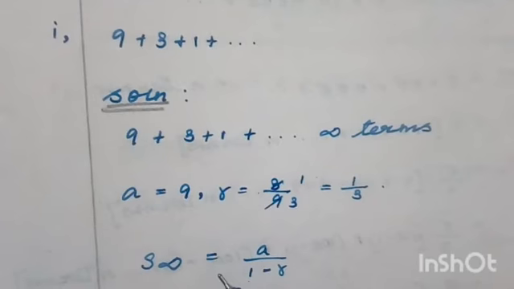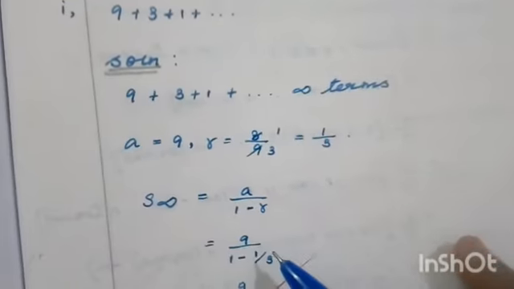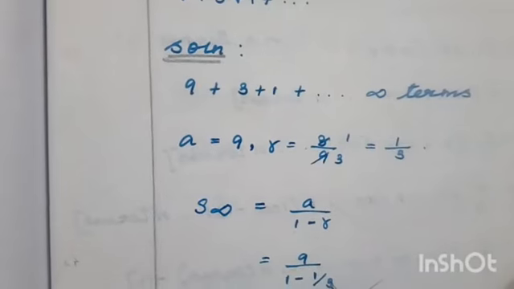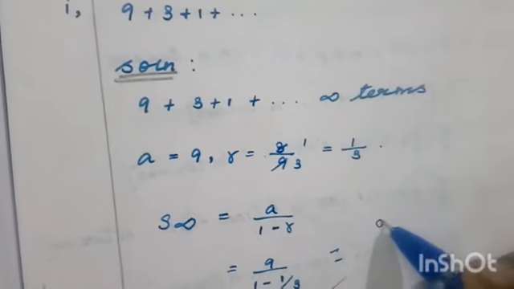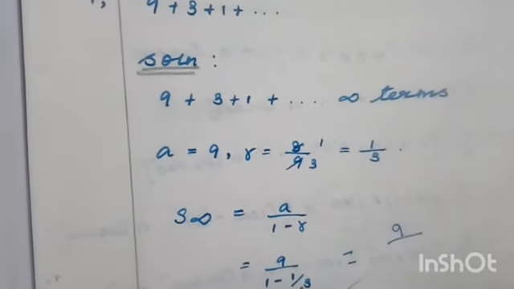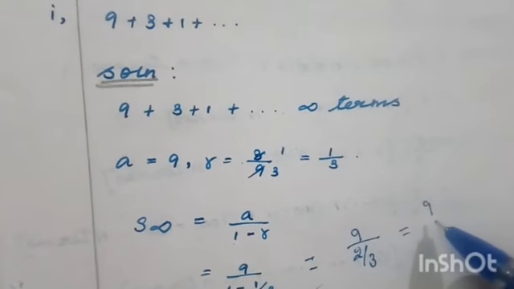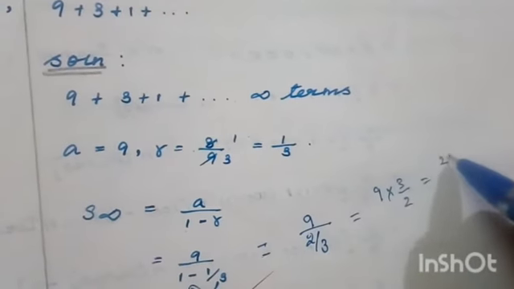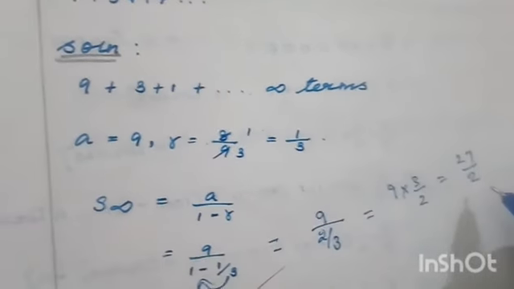Then for infinite, we have the formula a by 1 minus r. Now you have to substitute the values. a value is 9, so 9 by 1 minus 1 by 3. You have to take the LCM: 1 3 is 3, 3 minus 1 is 2, 2 by 3. So that is equal to 9 by 2 by 3, that is 9 into 3 by 2. 9 3s are 27 by 2. So the answer is 27 by 2.